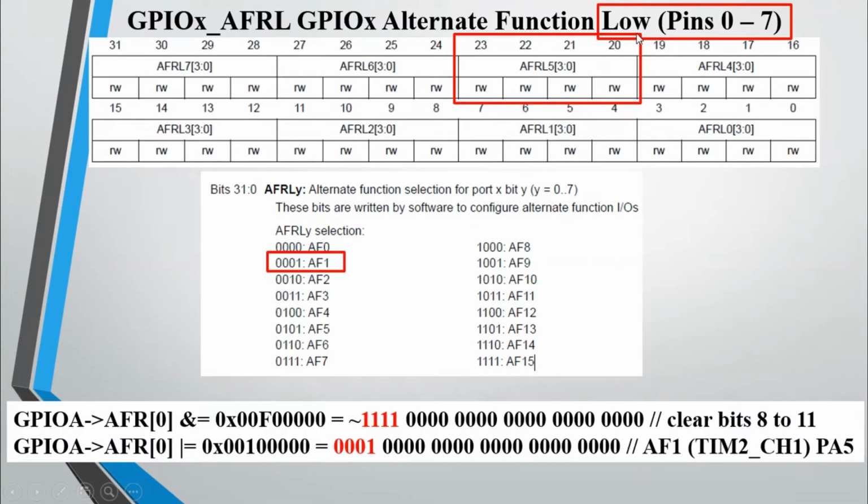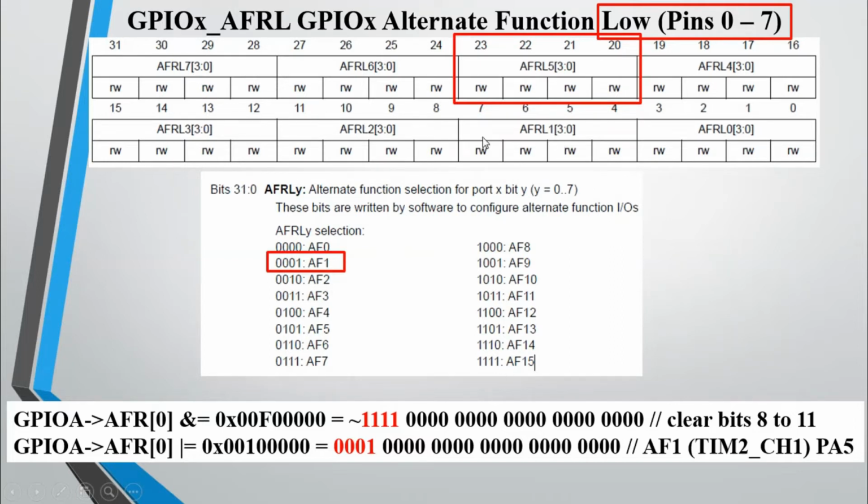So this is the alternate function register low. This is used for configuring the alternate functions of pins 0 to 7. Each pin's alternate functionality can be configured by using 4 bits. So pin number 0 of any port, say GPIO-A, is configured by using the initial 4 bits, that is bit numbers 0 to 3. These 4 bits are used for configuring the alternate functionality of PA0. Why 4 bits? Because 16 alternate functions can be configured. That is why 4 bits.